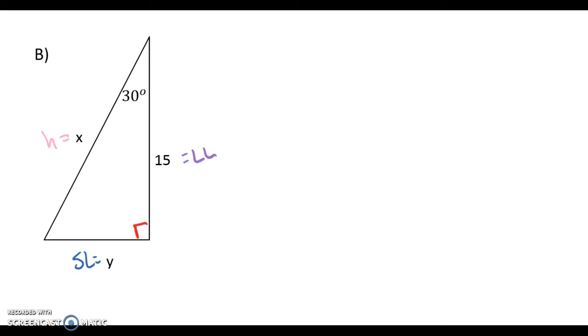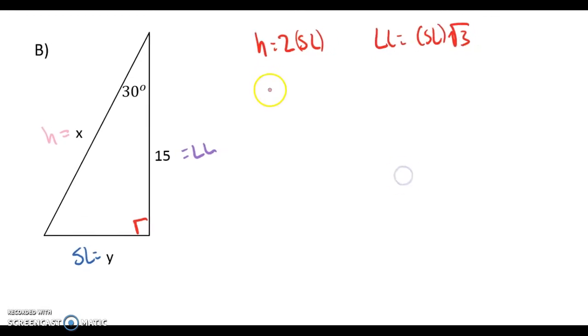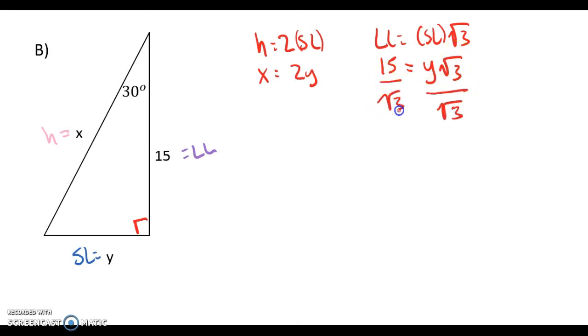So remember, we know that the hypotenuse is equal to twice the short leg. We know that the long leg is equal to the short leg times the square root of 3. Okay, so plug them in. So x equals 2y, 15 equals y square root 3. Which one can I solve first, the right or the left? Well, the right, because again, this is the one that has one variable. So let's go ahead and divide both sides by square root 3 to get y.